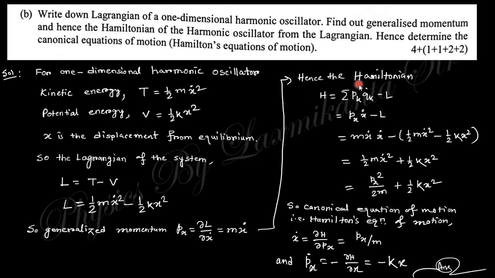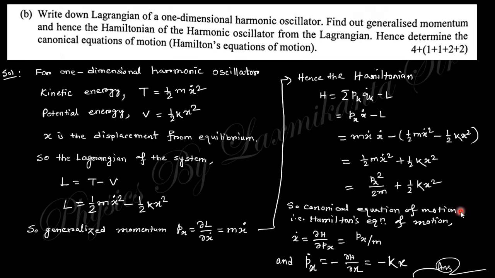Then we can easily find the Hamiltonian. H equals the summation of pk qk dot minus L. Here it is only one dimensional, so only px x dot minus L. Put this value of px here, and we find this relation, changing x dot into px. So this is H, px square by 2m plus half k x square.